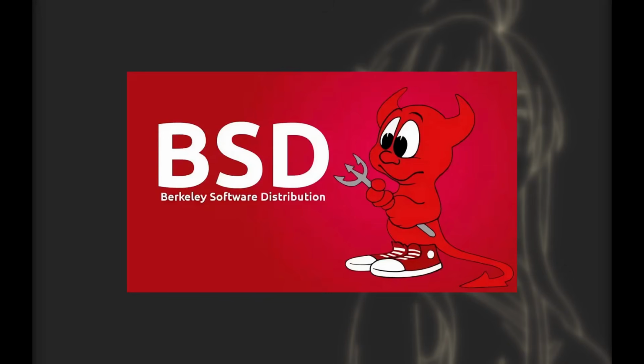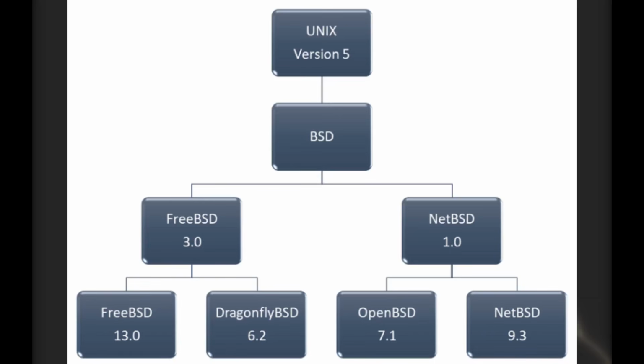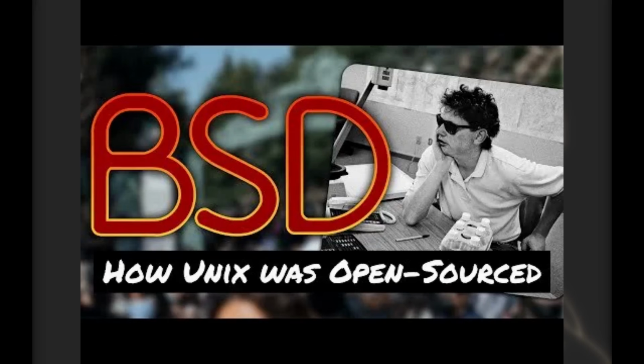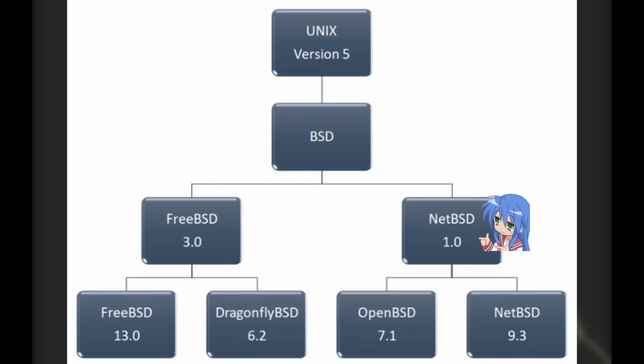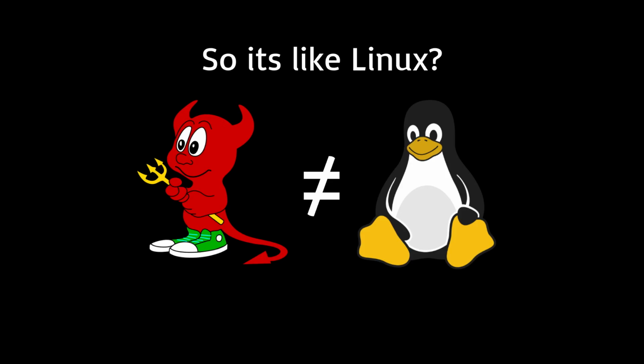Berkeley Software Distribution, or BSD, also known as Berkeley Unix, is a discontinued Unix operating system, which should be the actual world's first open source operating system. BSD descends into FreeBSD and NetBSD. Other BSDs might be a fork from these two.